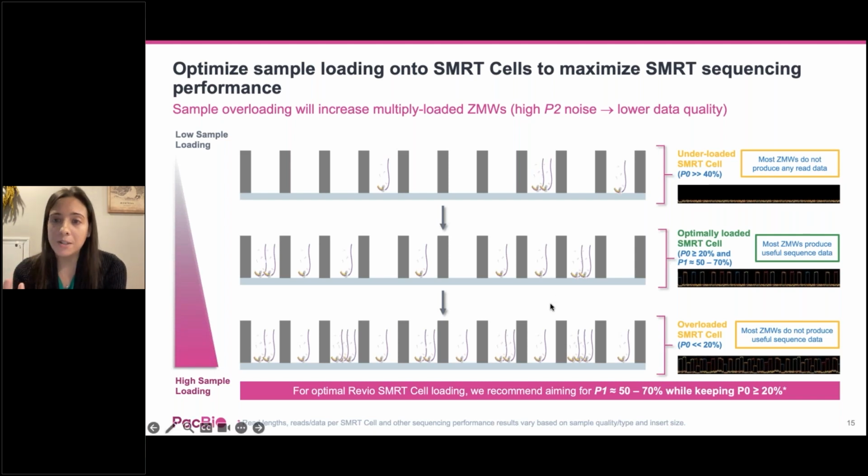So an underloaded SMRT cell is defined as having a P0 of much higher than 40%. And in this scenario, most ZMWs are not producing any read data at all.